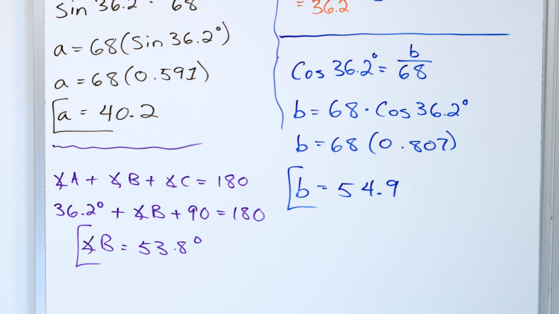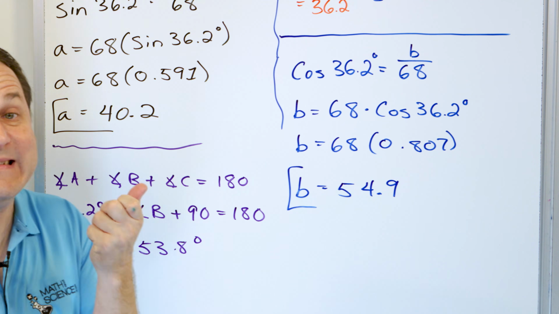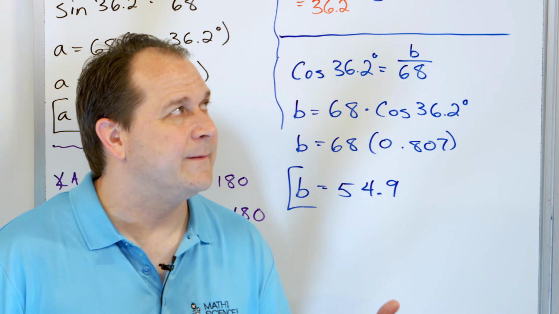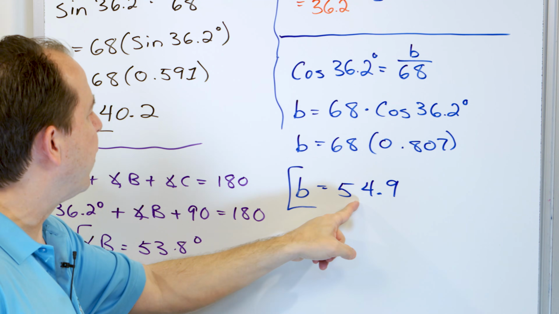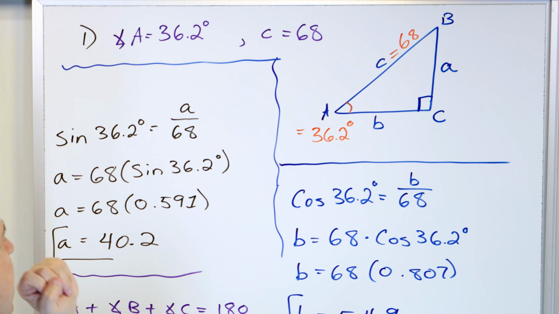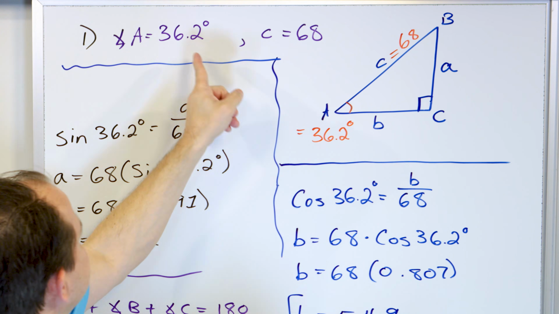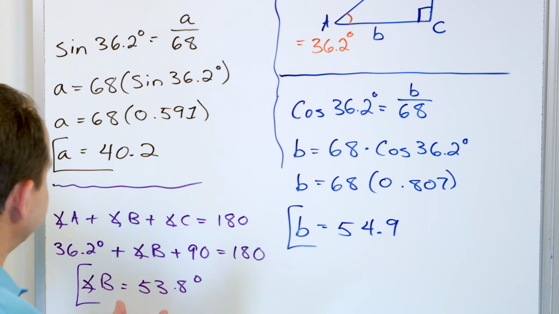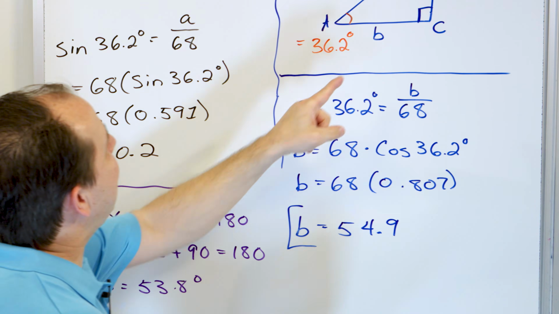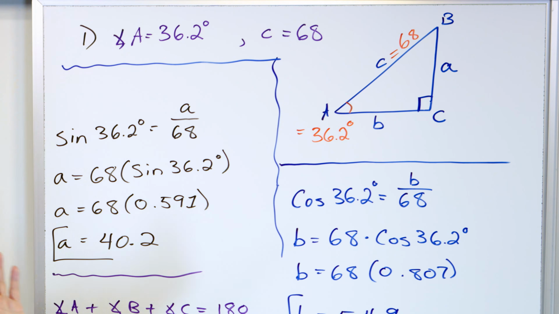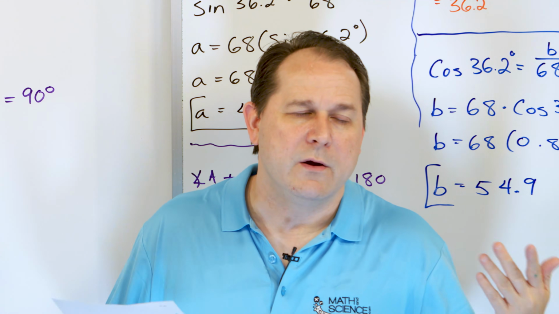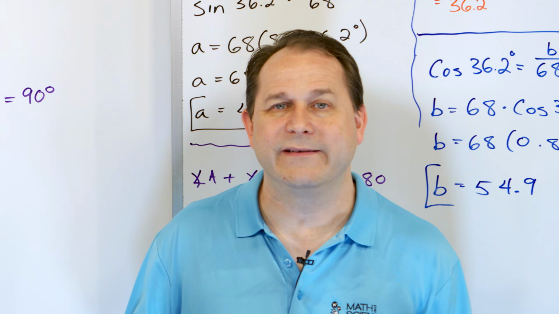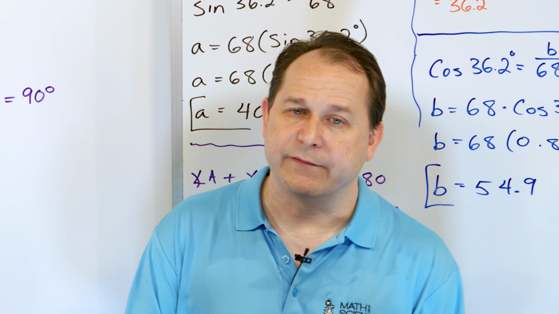So we ask ourselves, have we solved the right triangle? There's 6 unknowns, 3 angles, 3 sides. Side A is 40.2, side B is 54.9, side C is 68. Angle A is 36.2, that's given. Angle B is 53.8, that's given. Angle C is 90 degrees, that's also given because all of these problems in this lesson are going to involve right triangles. So one of the angles is always already given. And so that's how you solve the problem.